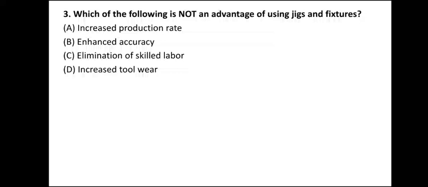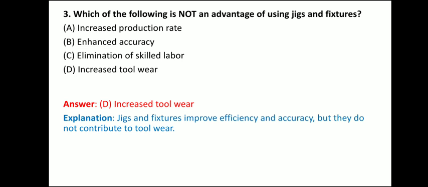Next question: which of the following is not an advantage of using jigs and fixtures? Options are increase production rate, enhance accuracy, elimination of skilled labor, increase tool wear. So the answer is increase tool wear. Jigs and fixtures improve efficiency and accuracy, but they do not contribute to tool wear. मतलब आपने jig या fixture use किया और tool wear बढ़ रहा है, ऐसे नहीं होगा, because jigs are basically used to guide the cutting tool.